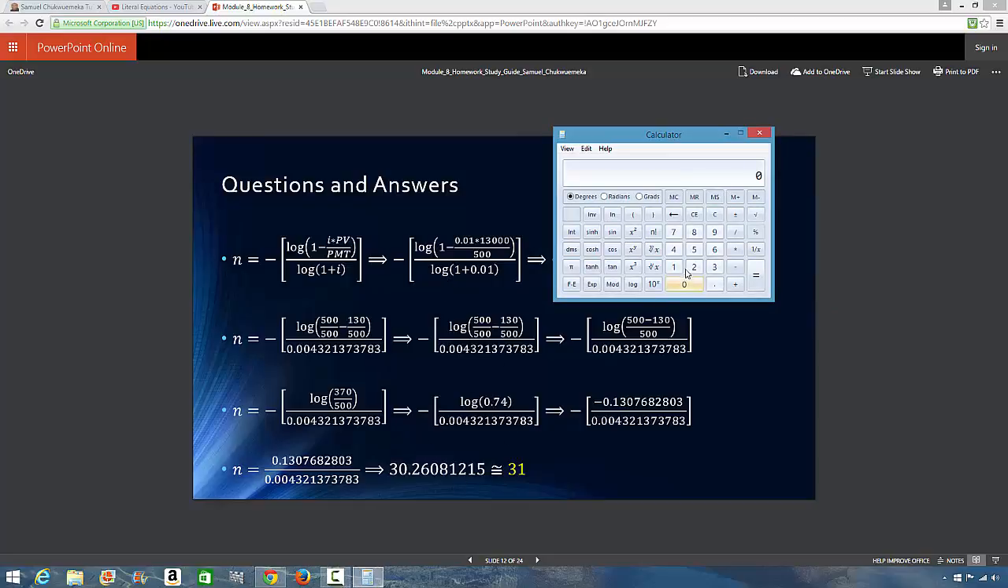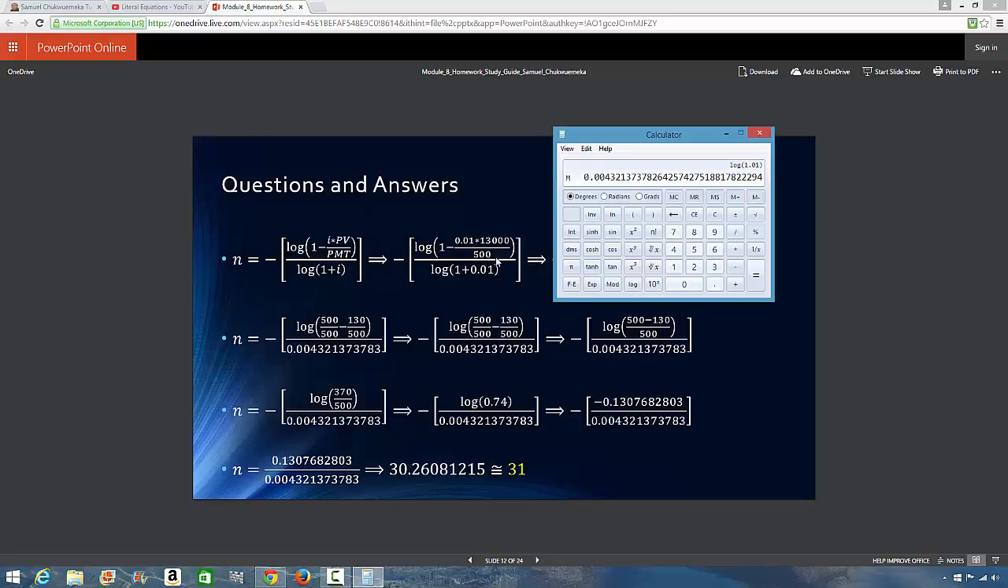So the denominator, this is 1 plus 0.01 equal to, okay, and then log of it, press log of this. So this is what we have here, 0.00432 and so on. That's what we have in the denominator. You can put this as memory, save it in memory. Now let's do the numerator.